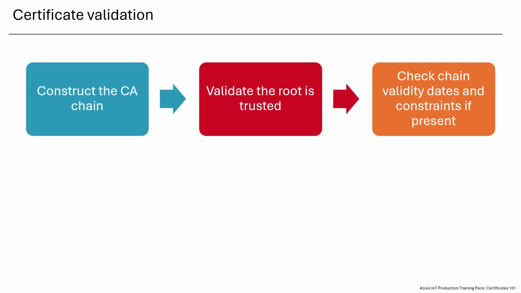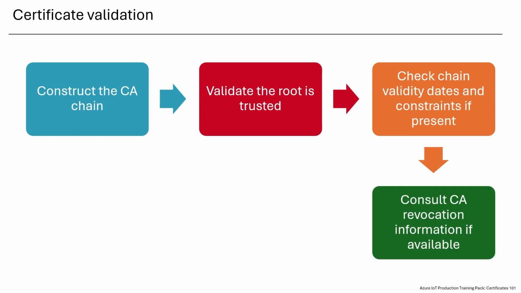Third, check the validity dates and constraints on the certificate. This means checking to make sure that it's in its valid date range. Certificates have a not before and not after date, indicating when it's valid to be used, and any constraints such as the certificate may be used for code signing, or the certificate may be used for server identification, or the certificate may be used for device identification, and validating that the constraints are all valid.